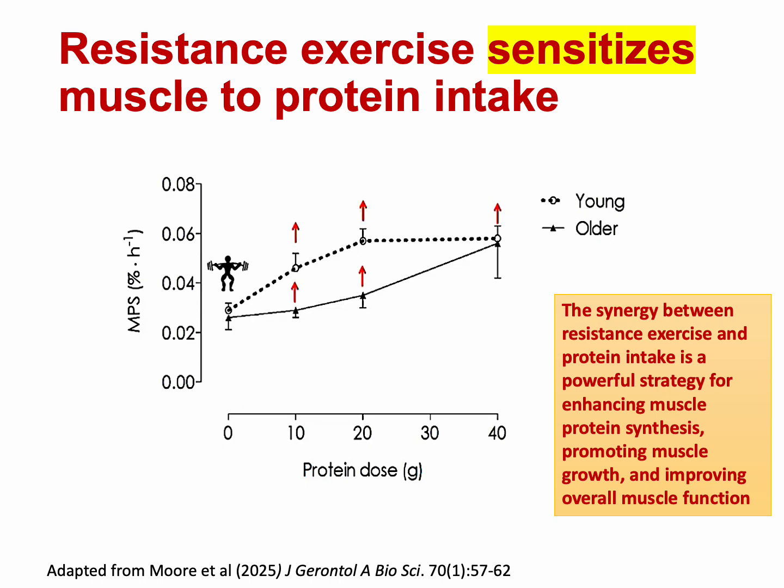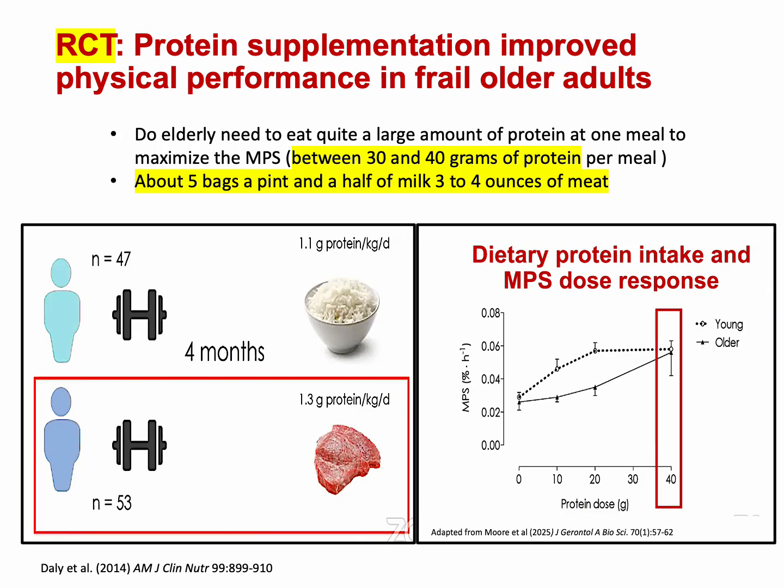Now, increasing protein intake in older adults can be achieved through protein supplements or protein-rich food. A study showed that older women who consume extra protein-rich food like red meat experience greater gains in strength and lean body mass compared to those who did not.